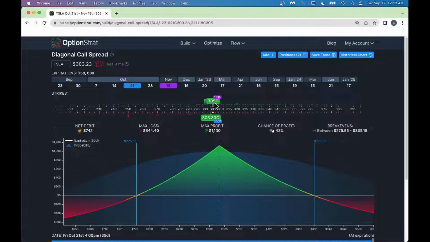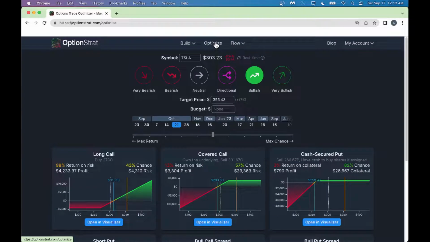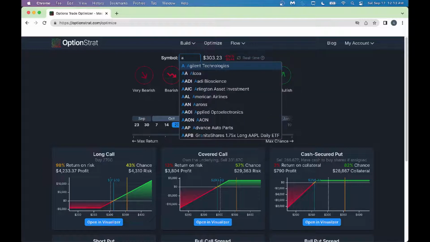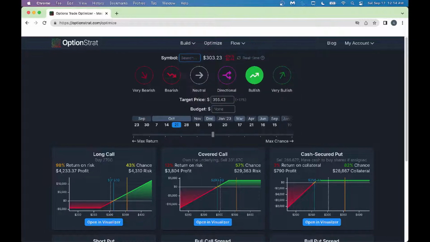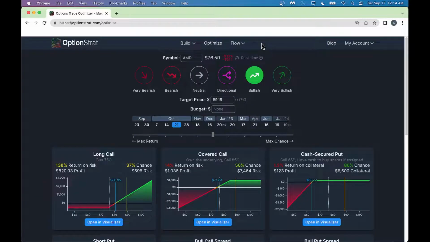Alright, so now what we'll do is we'll go into the optimize. Many folks don't know what to do in this market, so that's when optimize will come into play. Right now we got Tesla as usual. You could change it to any other symbol. For example, let me change it to NVIDIA or even AMD. Both are my favorite stocks. Let's say AMD here. AMD is a great stock, as many of you know.